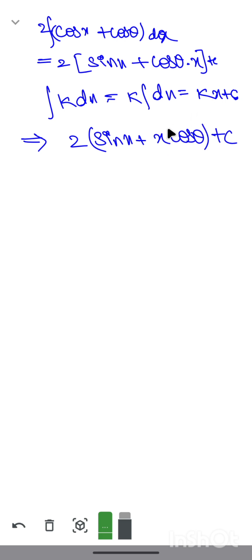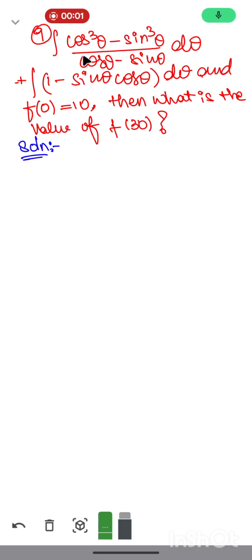Next question is number 9: the integral of (cos cube theta minus sin cube theta) whole divided by (cos theta minus sin theta) into d theta, plus the integral of (1 minus sin theta cos theta) into d theta, and f of 0 is equal to 10. Then what is the value of f of 30?